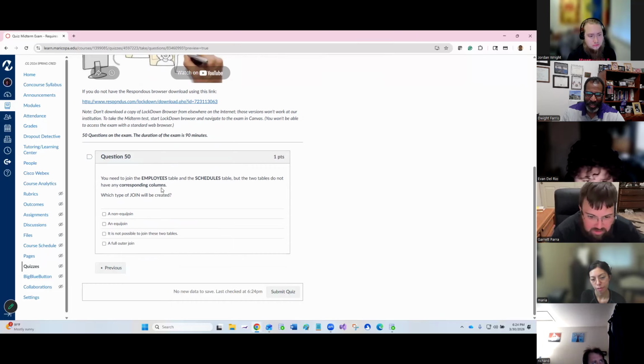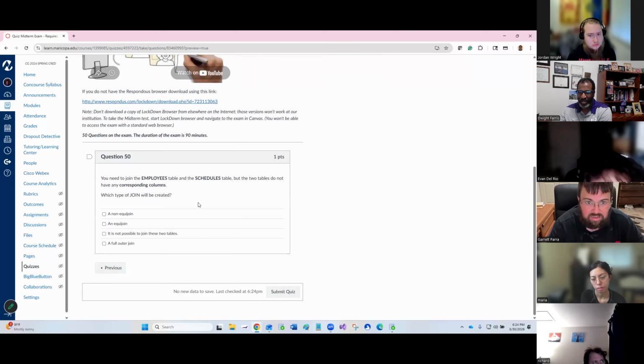No. So that's yes, because the two tables do not have any corresponding columns. No primary key, foreign key. I mean, they're just not. You'd have to do some type of multiple join here. So that's not possible. Does everyone understand that?